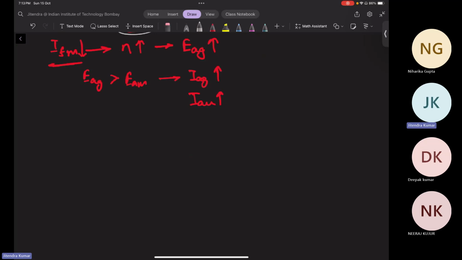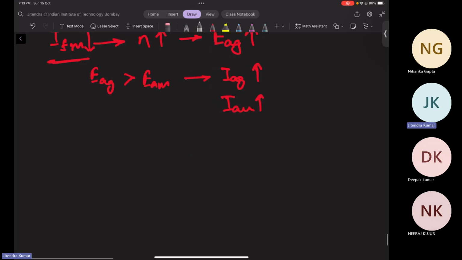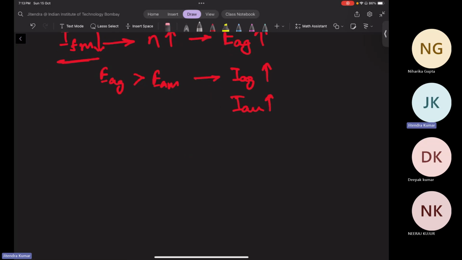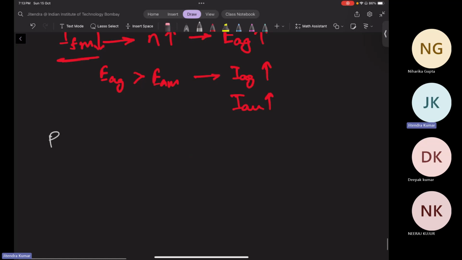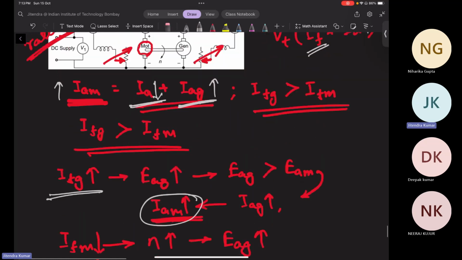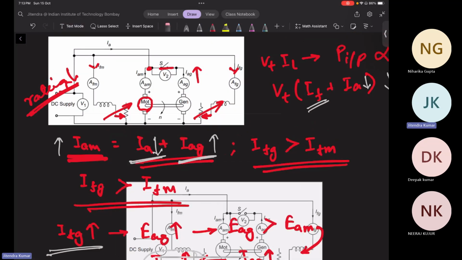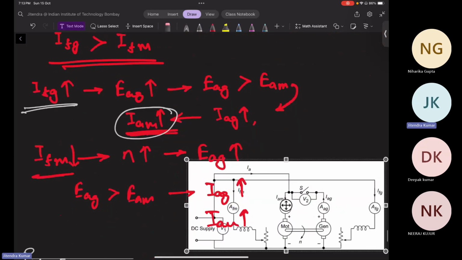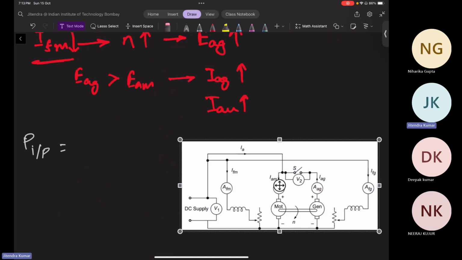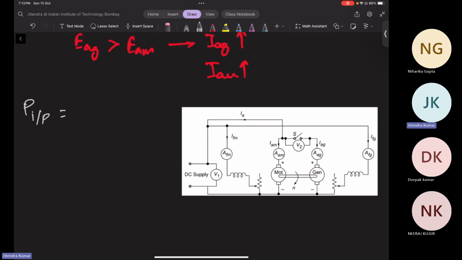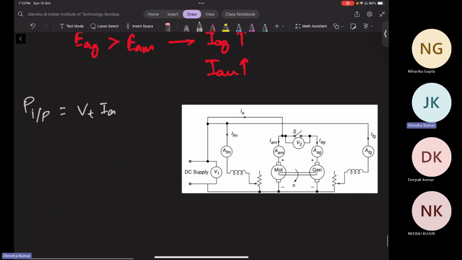Now coming back to a numerical problem. First, let us simplify a bit further. How to calculate what components of losses and power? So total input to the circuit will be how much? Just now we discussed. From this circuit, how much will be the input power? It will be Vt into Ia, right? That will be the input power.